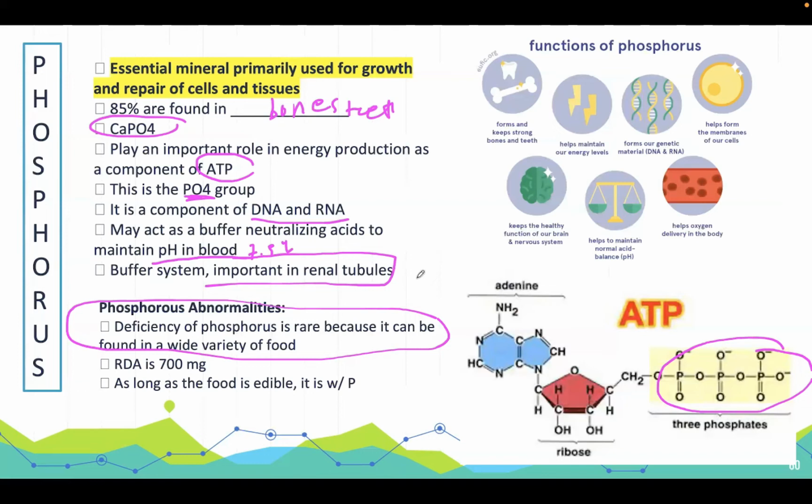So other than the earlier mentioned functions of phosphorus, there are these. It forms and keeps strong bones and teeth, helps maintain our energy levels in the form of ATP, and forms our genetic material DNA and RNA, because our DNA and RNA have a phosphate group. It also helps form the membranes of our cells, keeps the healthy function of our brain and nervous system, helps maintain the normal acid balance of your pH, and helps oxygen delivery in your body.